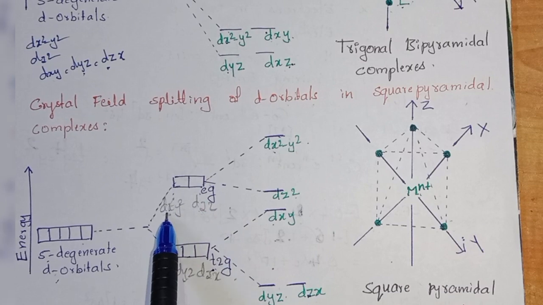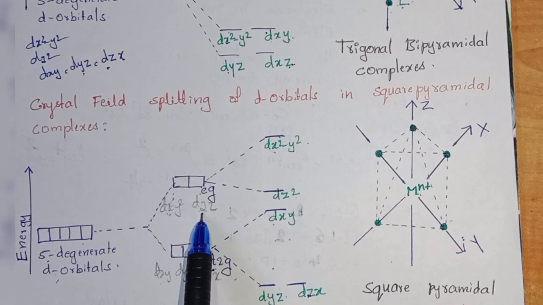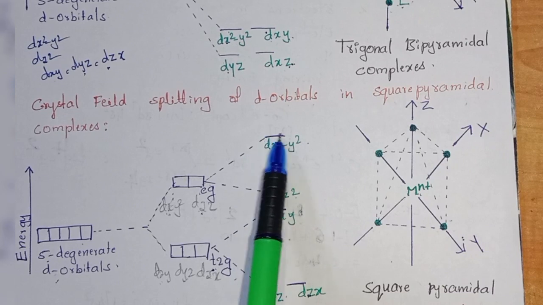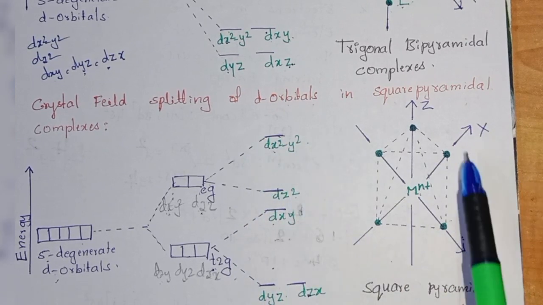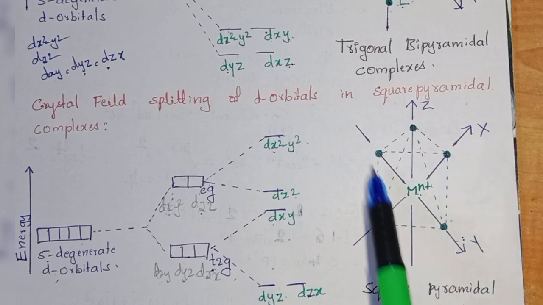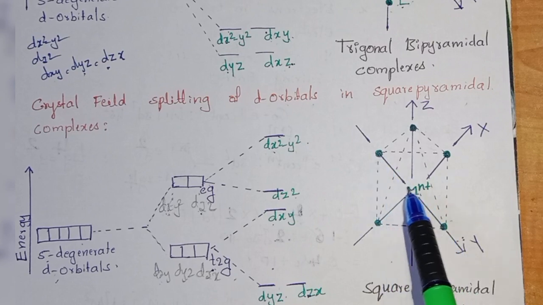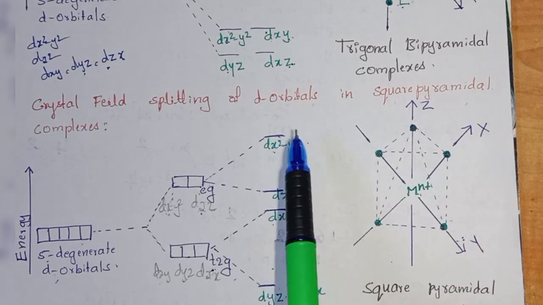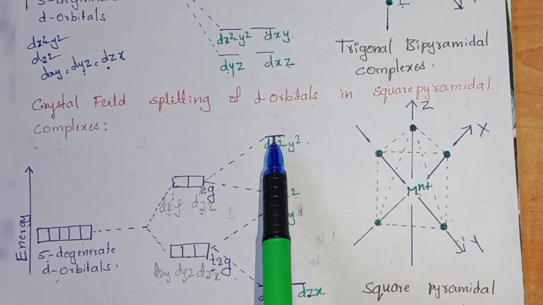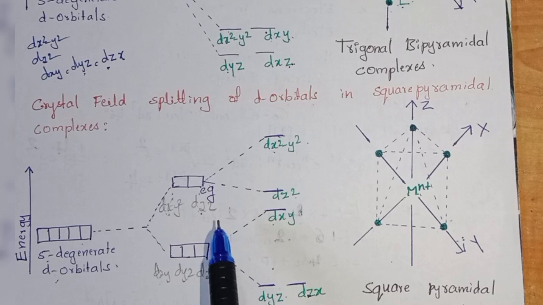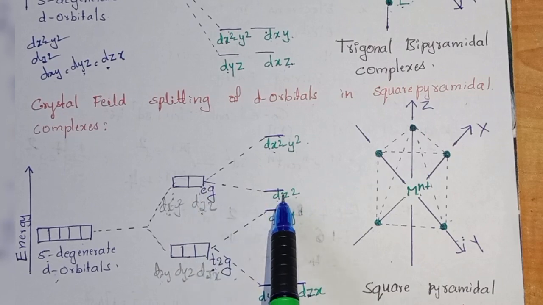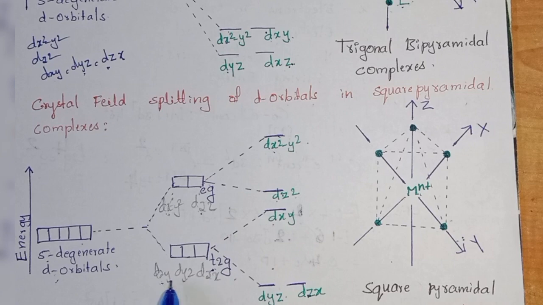From the eg set, dx square y square and dz square orbitals, the dx square y square orbital will get the higher energy level, because in the xy plane the approaching ligands are 4. Therefore, the dx square y square orbital will get the close interaction and will experience more repulsion. That's why it will get the high energy level. And dz square will get the next energy level. And from the t2g set, dxy will get the higher energy level, and the next energy level will be taken by dyz, dzx orbitals.